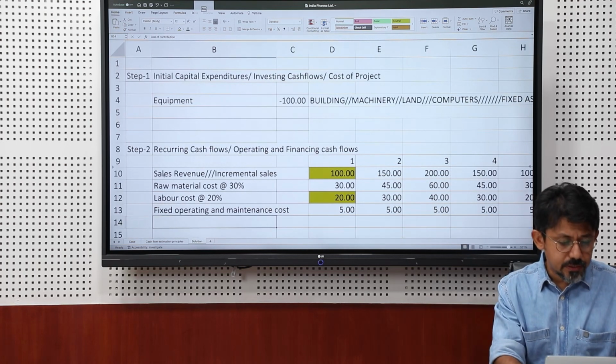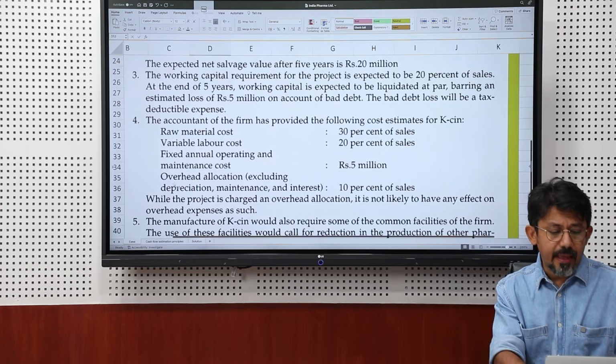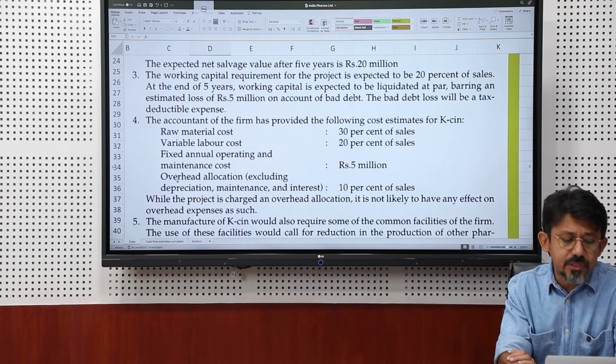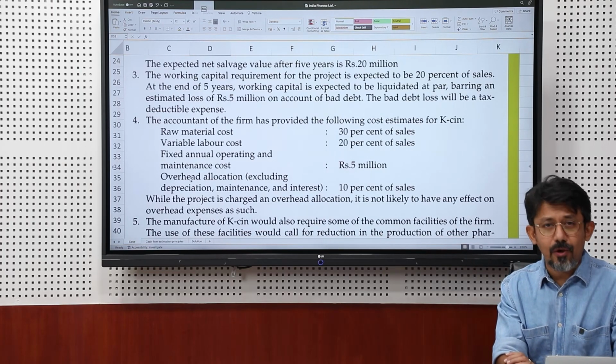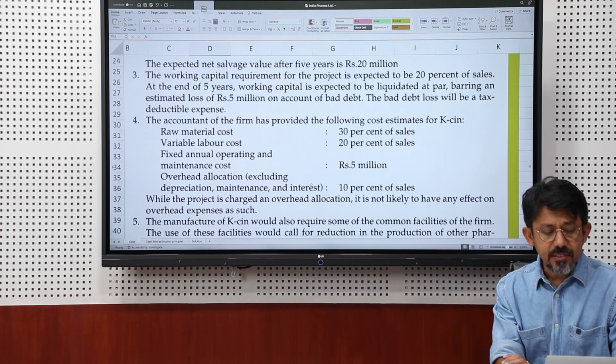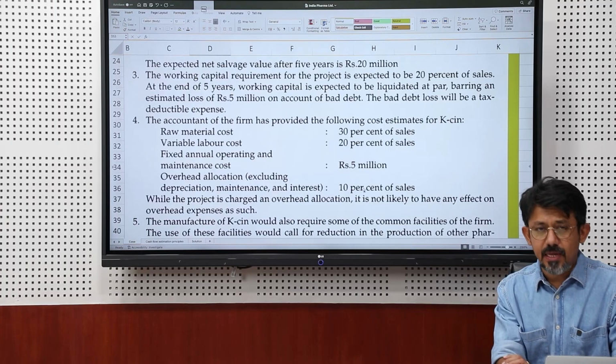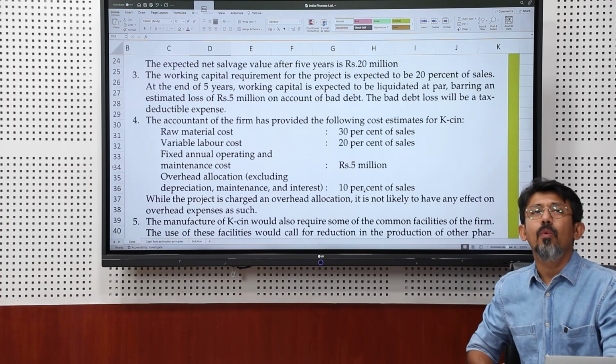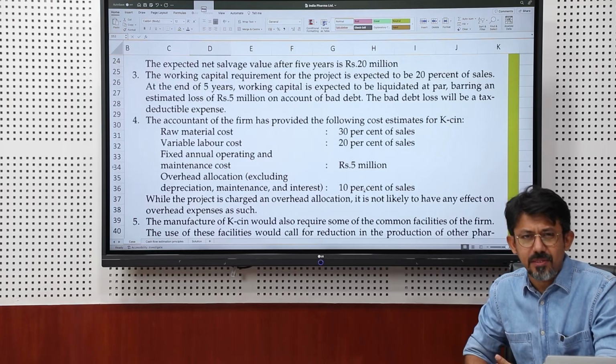Hope that works. And then I come to an important point over here, which is titled as overhead allocation excluding depreciation, maintenance and interest, 10% of sales. Now, we know what are overhead expenses.